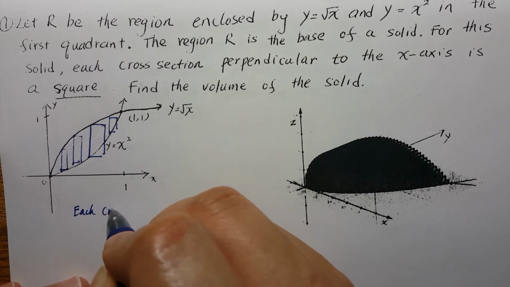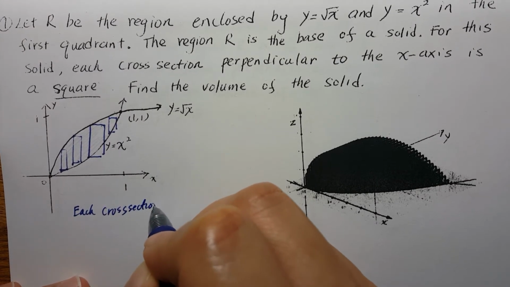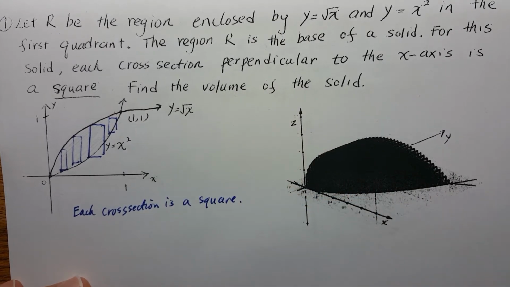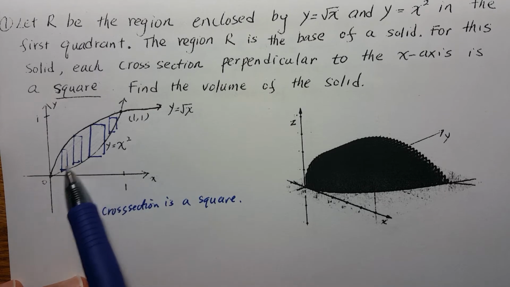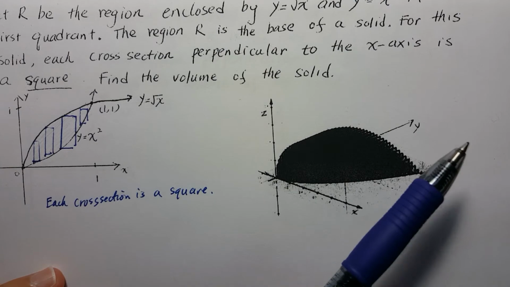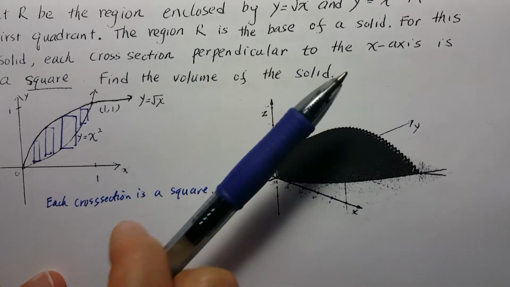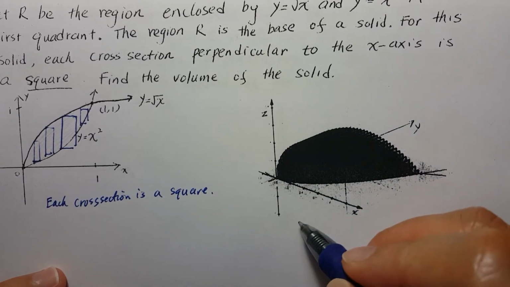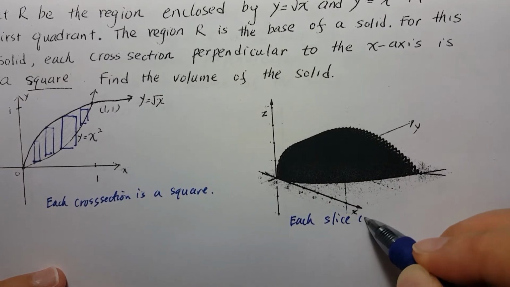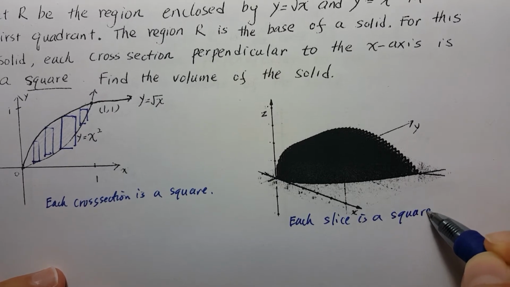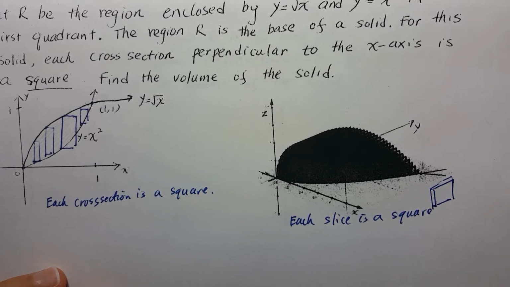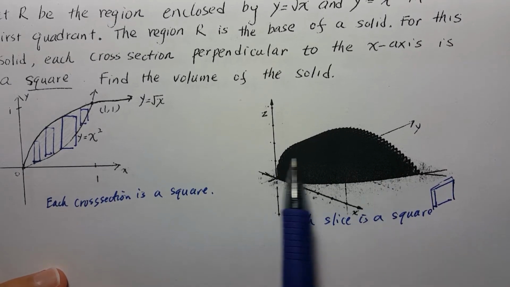Each cross section is a square. Okay, so one more time. You use this as a baking pan and you make a loaf of bread. It looks like this. If you chop it perpendicular to the x-axis, each slice is a square, with a little thickness, just like the toast that you have. But if you look down, it looks like this.